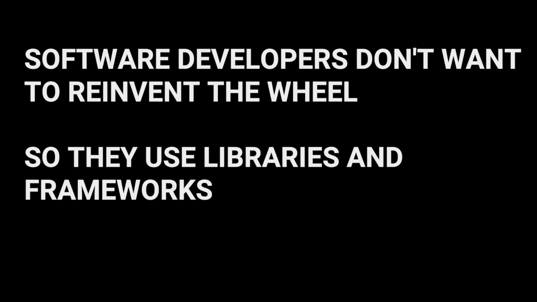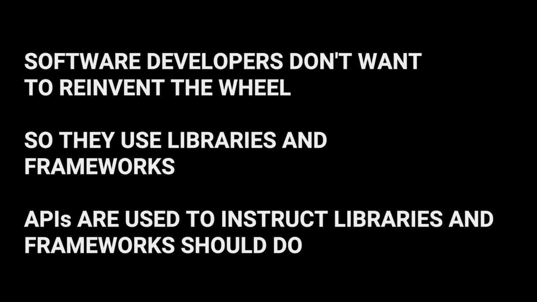Remember, software developers don't want to reinvent the wheel, so therefore they're using libraries and frameworks. This is just code other people have written. An API is used to instruct what libraries and frameworks should do, like search for a location and show it on the map. If you're curious about APIs and libraries, look at this library from Facebook that has made augmented reality easy.